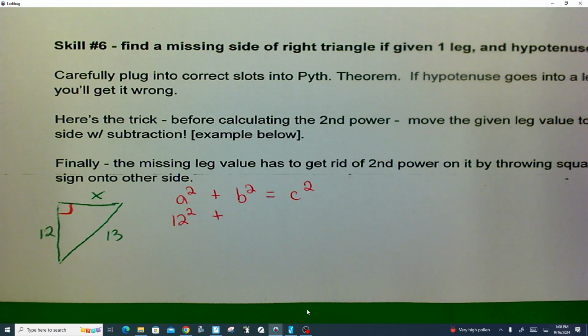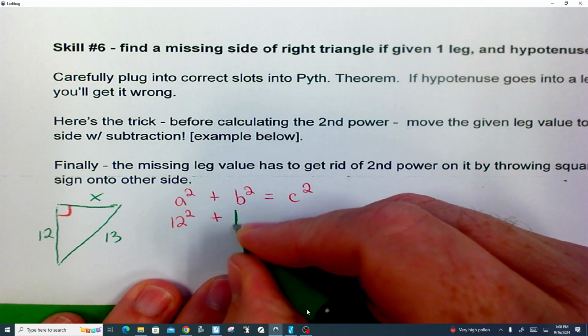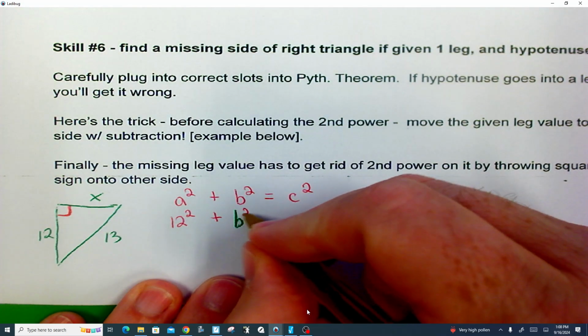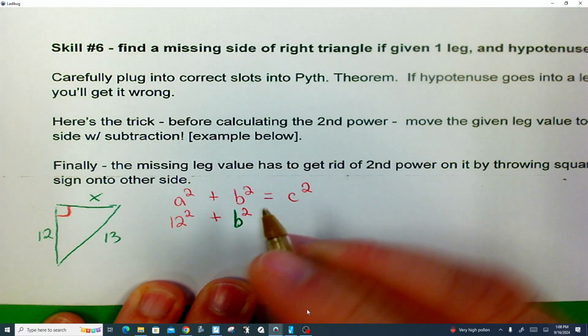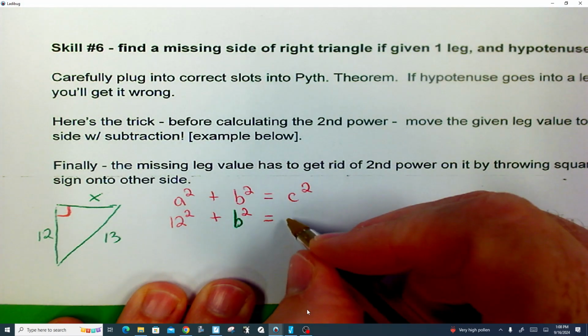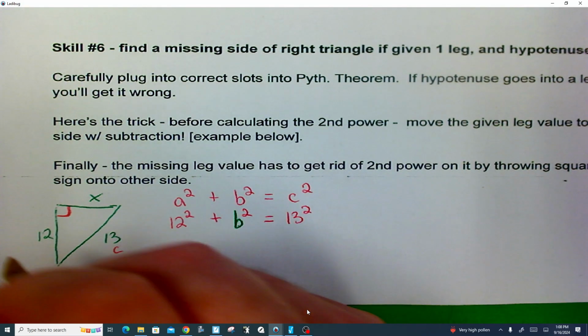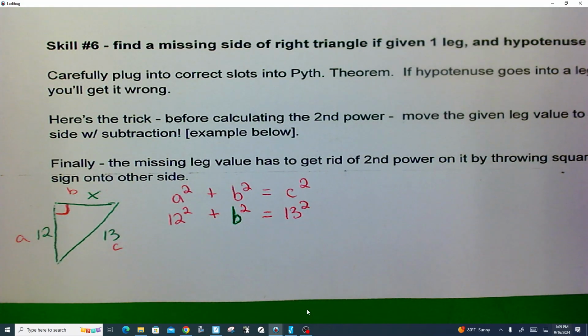Now, for this one, I'd like to just make this b squared a green letter. And my reasoning for that is we want to get the b all by itself. Does that make sense? And now, what is our hypotenuse going to be right over here, guys? 13. Now, you probably want to take just a moment and label your A, B, C on there. Sometimes people get confused with the B and the X right there, but this is the B side, this is the A side, and that's what's happening.